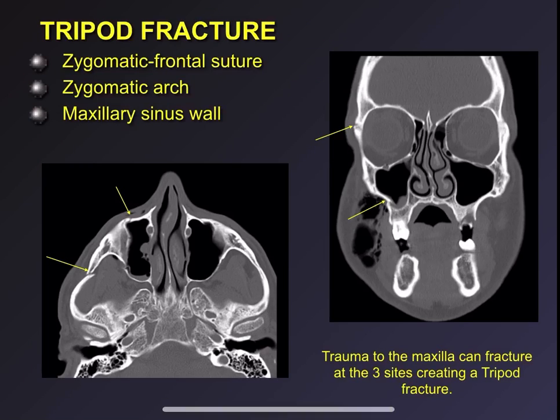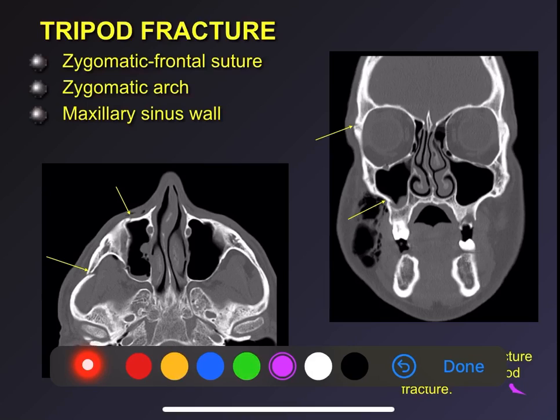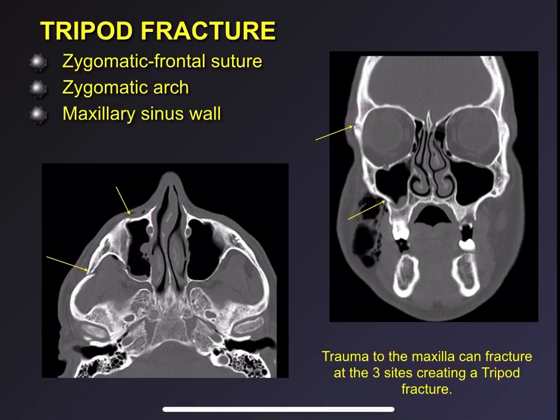Now here if you see, there is a tripod fracture, that is, the zygomaticofrontal suture, the zygomatic arch, as well as the maxillary sinus wall. There are three fractures there. One is here, one is here, and again here. So there are three areas, that is nothing but a tripod fracture: the zygomaticofrontal suture, the maxillary sinus wall, and also the zygomatic arch. You have to identify the lines of the fracture. Trauma to the maxilla can occur at three sites, causing the tripod fracture. Okay, so just have a look at this.